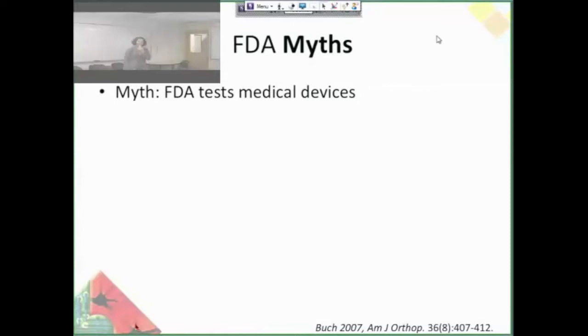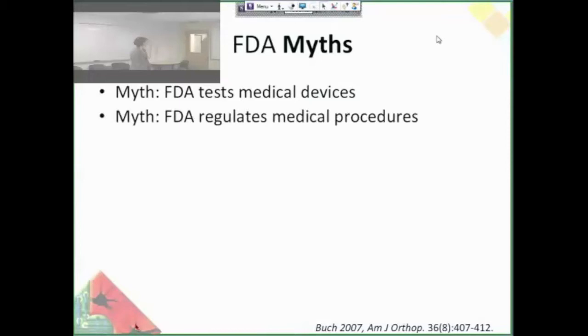A big myth is that the FDA tests medical devices. They do not. Companies test their own medical devices, and then they have to submit a really long application to the FDA proving that they tested it and how they tested it and proving that it's safe. But the FDA does not do any tests itself.